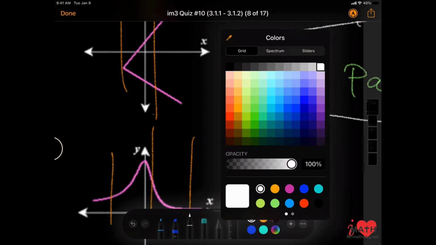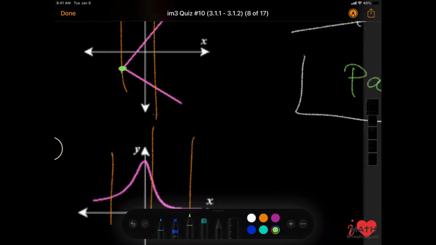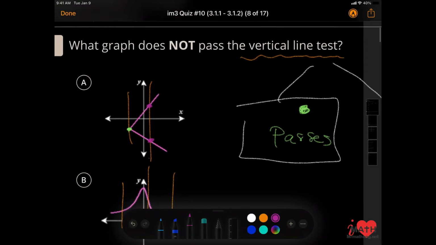For example, this one passes here because there's only one point. But here, it would fail because it's going through two points on that vertical line. So which one is not? This one looks like a good choice. Let's look at the other ones.